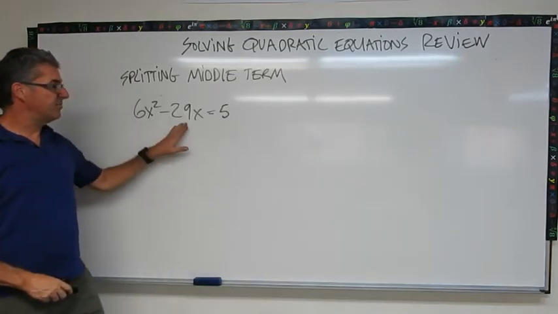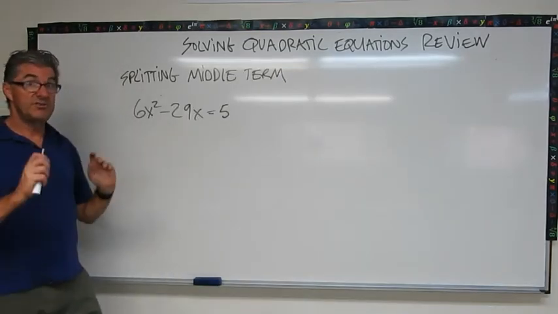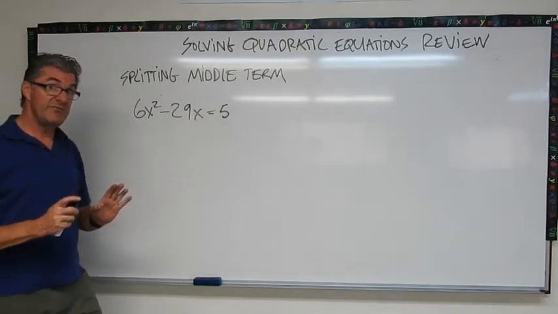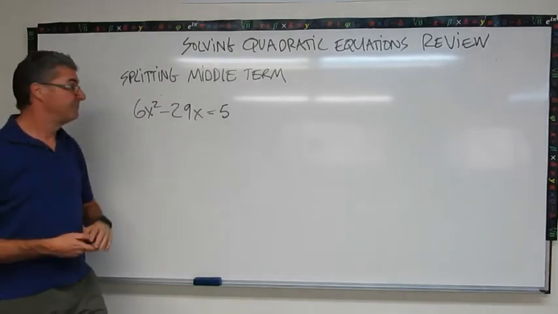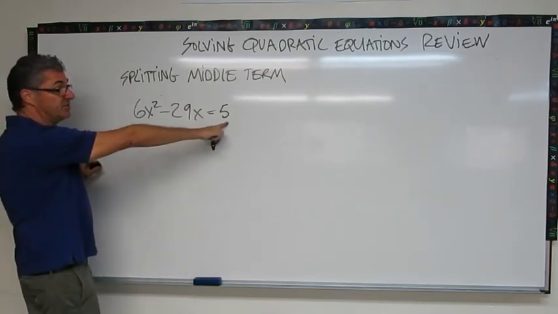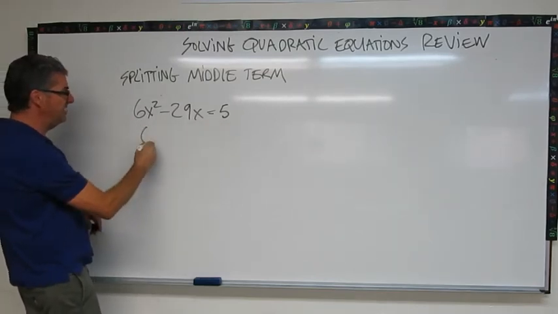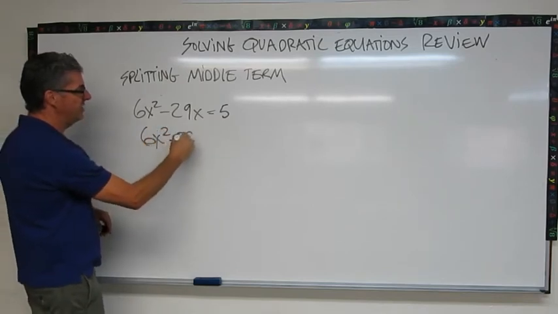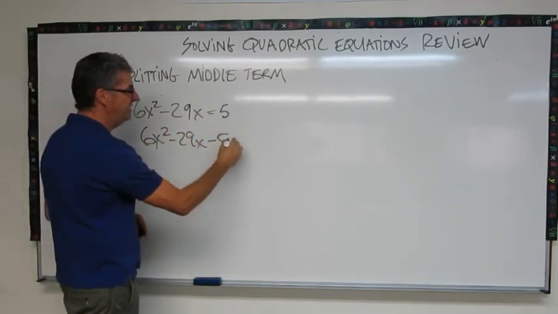Okay, let's try this last problem. Perhaps a little bit more difficult, certainly good practice. If you want to pause the video now, see if you can do that, please try. Okay, so first off, I need to set one side equal to 0. So let's subtract 5 from both sides. 6x squared minus 29x minus 5 equals 0.